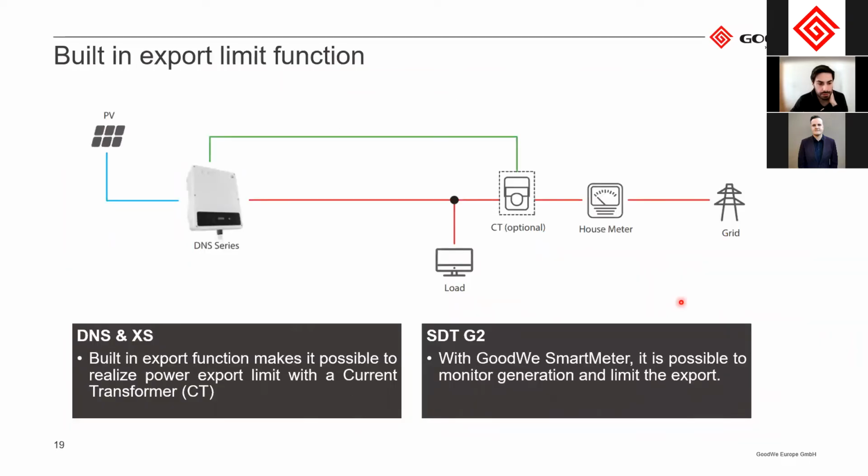All of our residential inverters also have a built-in export limit function. With the DNS and the excess inverter, the only thing you need to do is buy additional CTs from us and connect them directly to the inverter, and on the other side you connect them just before your house meter. This way you can adjust how much power you want to export into the grid, or if you want to have everything for self-consumption.